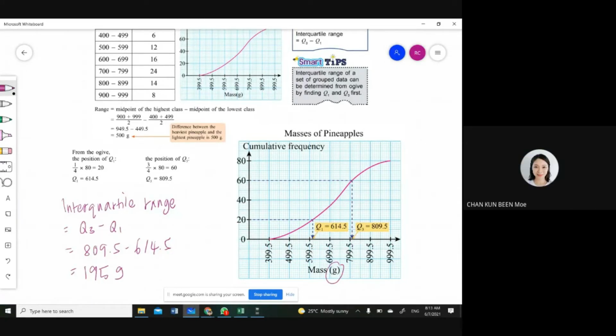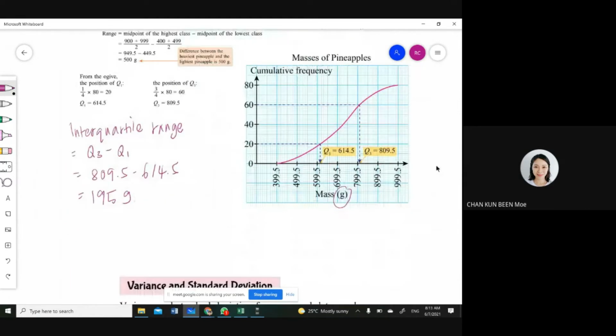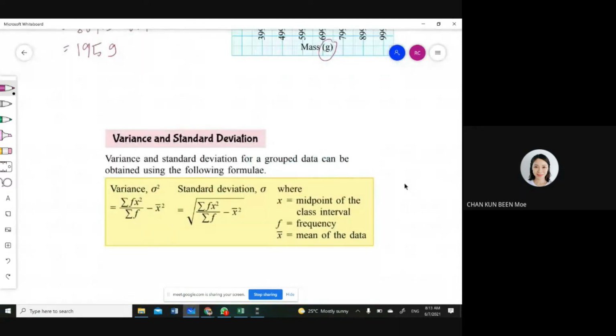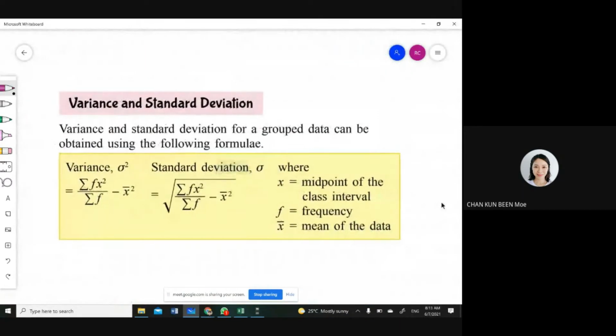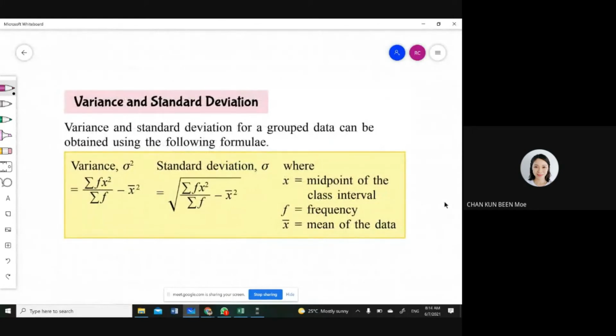No. All right. So range, interquartile range, that is all about it. We move on to variance and standard deviation. Variance and standard deviation is just like what you learned in Form 4 also. The formula is exactly the same. Variance, this is the symbol, variance squared over here, is equal to sigma frequency times x squared over the total frequency. Sigma means total, and you minus, what is this? Mean. This is mean, correct. This one is mean squared.